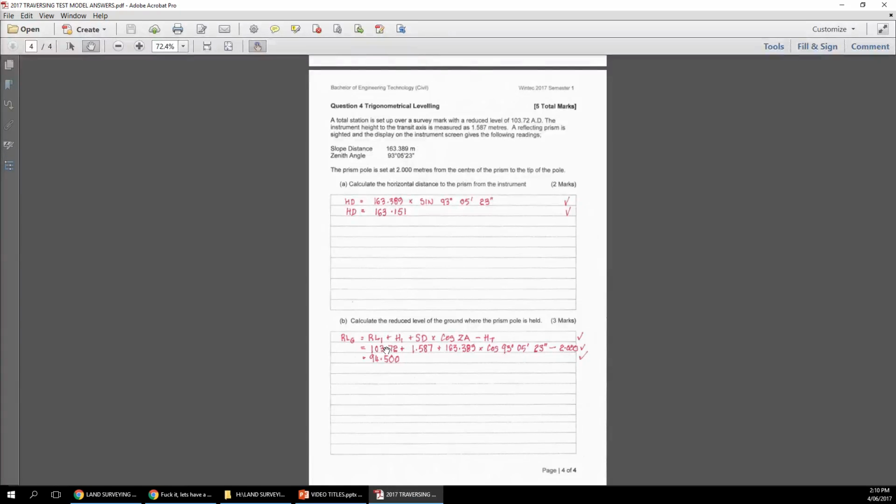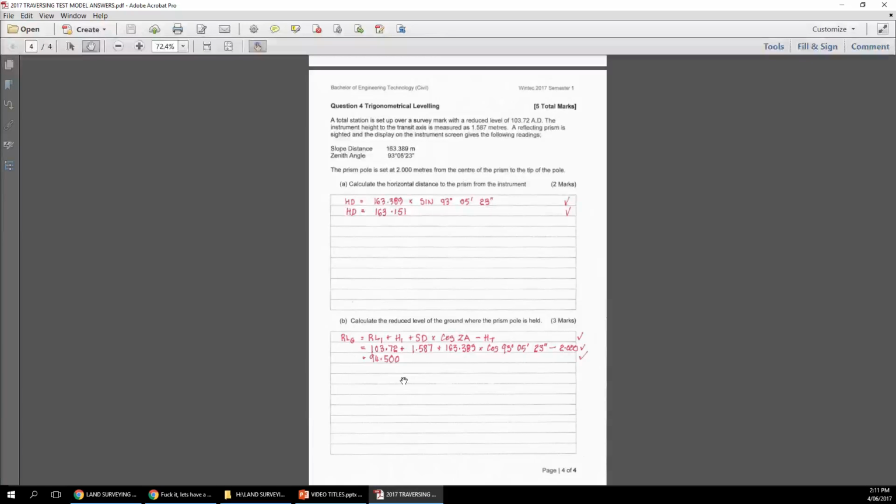So, and it's fairly straightforward. You just start at the ground level, up the height of instrument, whatever the slope distance is, and in this case here, because it's 93, it's going to be a negative slope distance. If you go 63.389 times cosine of that, you'll get a negative number, and then you take off the height of the pole, and you should get 94.5. It's simple as. And a predictable question.